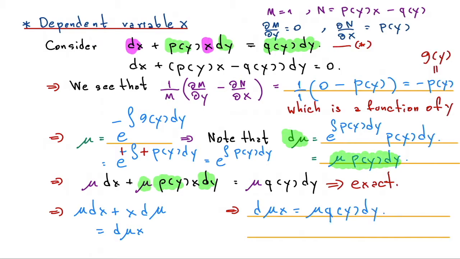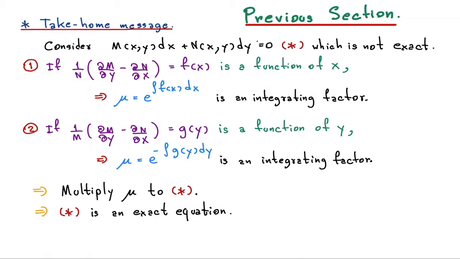And then if we integrate, we have plus a constant here. So we have that mu x equals integrate mu qy dy plus c. Once you can integrate this, it's all done. So let's look at the take-home message.